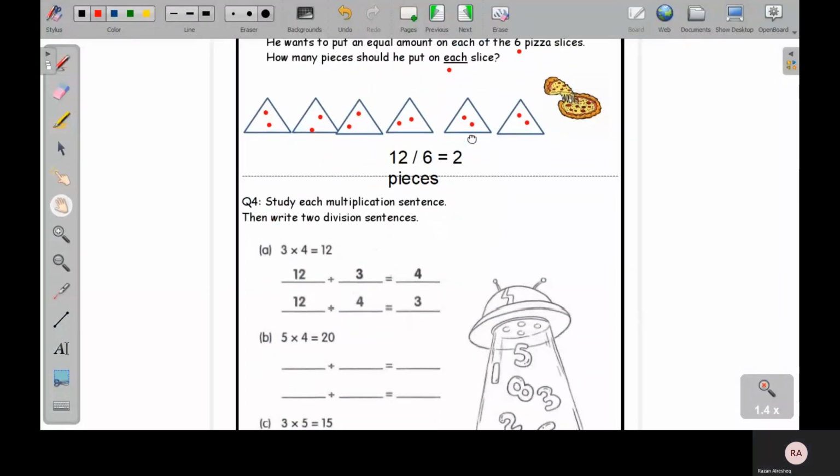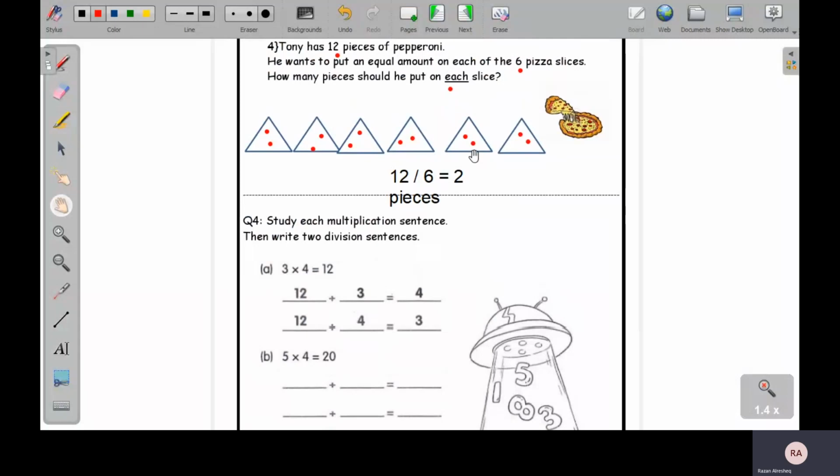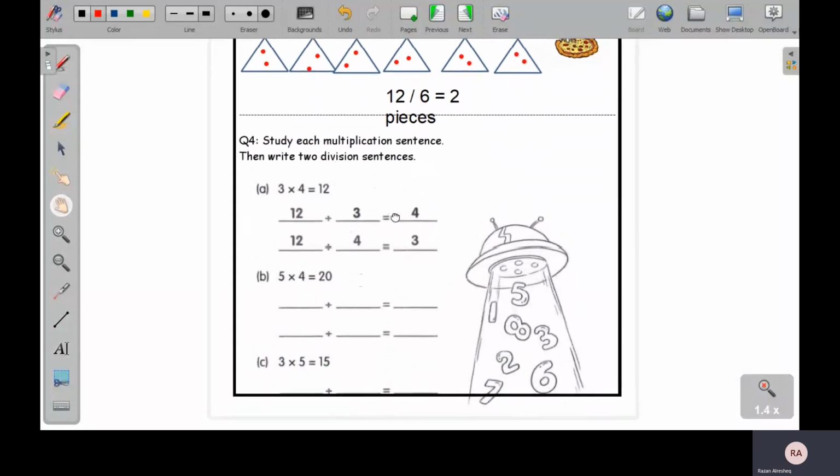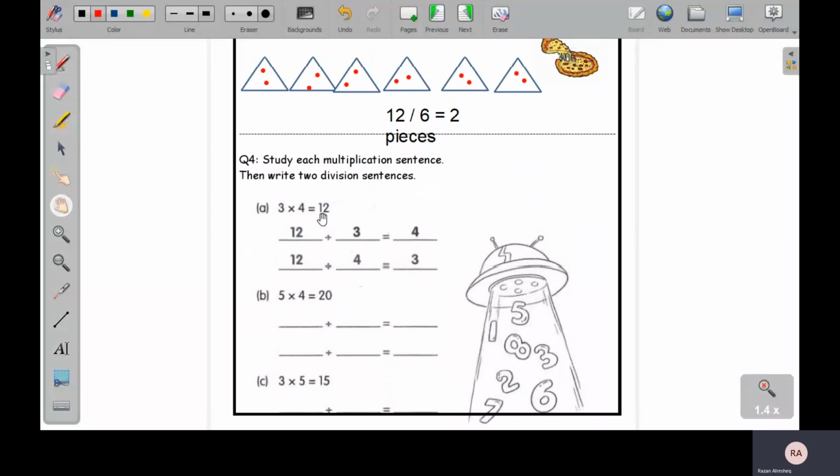Here, guys, 4 says, study each multiplication sentence, then write 2 division sentences. Now, the first one, A, is done for us. It shows us that 3 times 4 equals 12. Now, like before, remember when we did the fact families, we saw that there was a connection between them. So what we're going to do is see how they connected it. Here, 3 times 4 equals 12. So I took the 12 because if I want to do division, think of it as the opposite of multiplication. I take my 12 and I divide it by 3. Here's the number of groups, and that gives me 4. And I also switch the numbers to give me 12 divided by 4, 4 groups that give me 3 each.